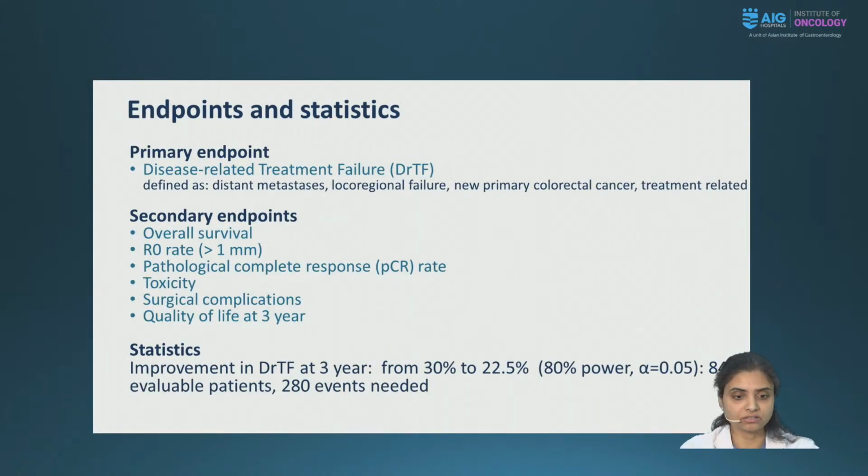What are the endpoints they have looked at in this trial? The primary endpoint is the disease-related treatment failure, and the secondary endpoints are overall survival, resection rates, toxicity, and quality of life. There is definitely an improvement in the disease-related treatment failure at 3 years. We'll look at the graphs and Kaplan-Meiers in the next upcoming slides.